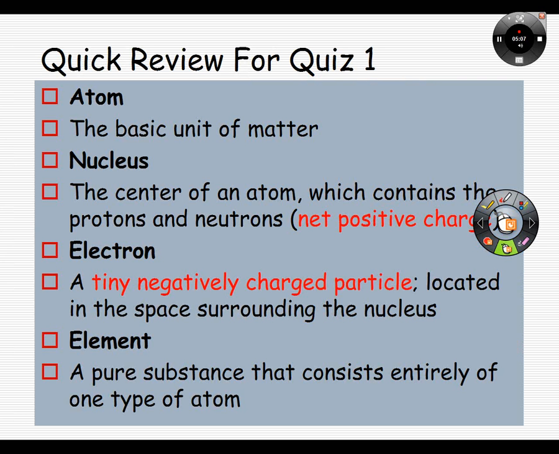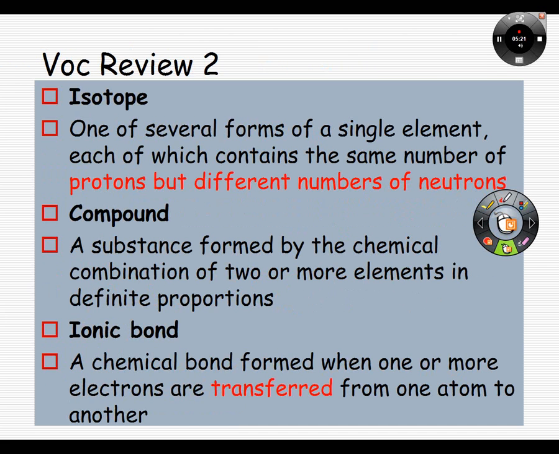Let's review. An atom is the basic unit of matter. The nucleus is the center of an atom, which contains the protons and neutrons. The center of the atom has a positive charge. The electron is the smallest subatomic particle and is going around the outside. An isotope has the same number of protons but a different number of neutrons. A compound is a chemical combination of more than one element.